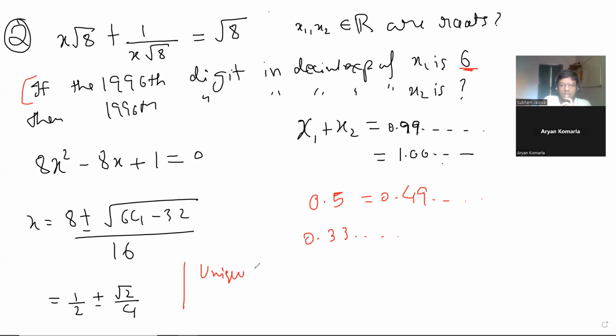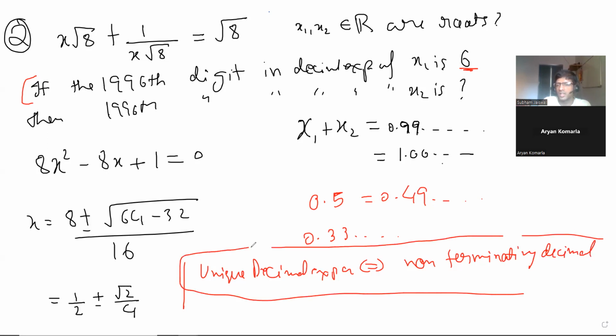So you are saying that a unique decimal expansion exists if and only if there is a non-terminating decimal expansion. Yes, sir. If and only if non-terminating decimal. I think this is precisely correct, right? But then obviously it's not a proof.